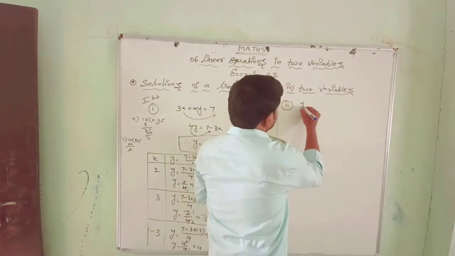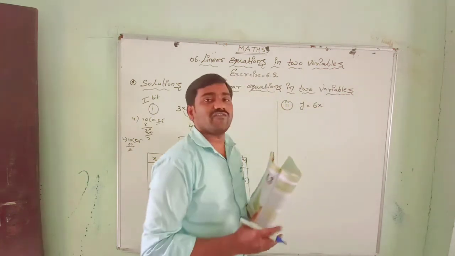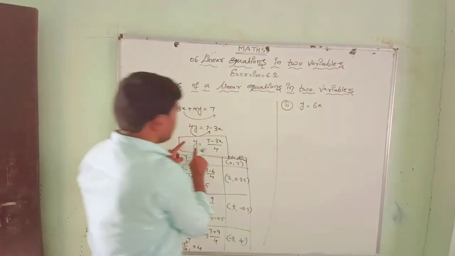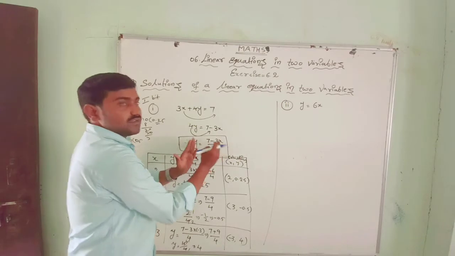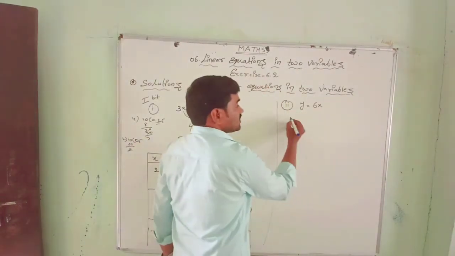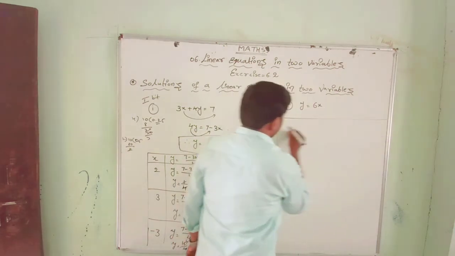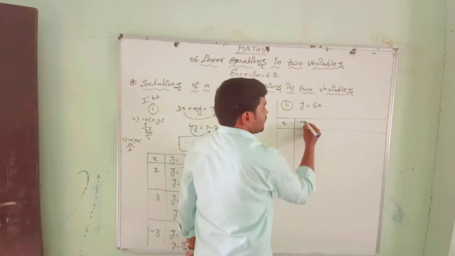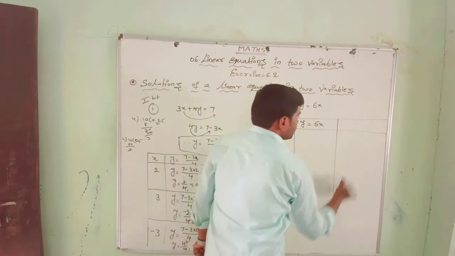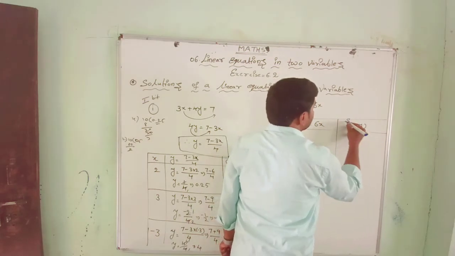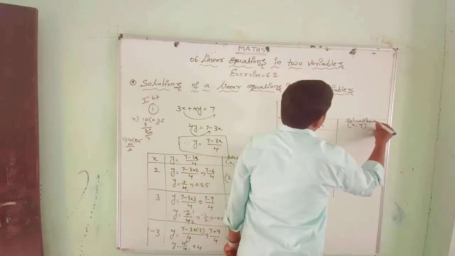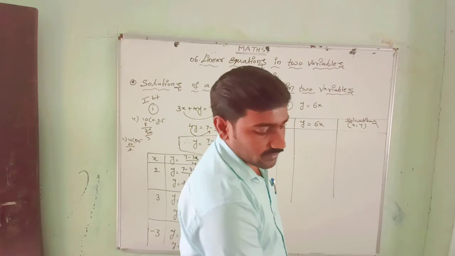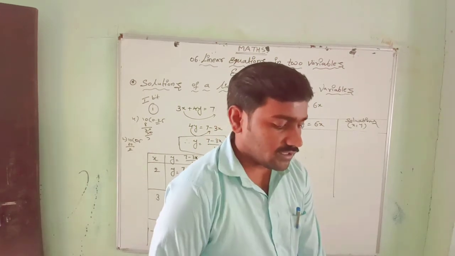Then y equals 6x. Now it is also in the form of y equals mx, so it will always pass through the origin. See, already it is y equals, so we do not need to rearrange this equation as we did before. Now we directly go for a table. Here we assume x values, and y equals 6 into x. Here x comma y is nothing but solutions of the linear equation.